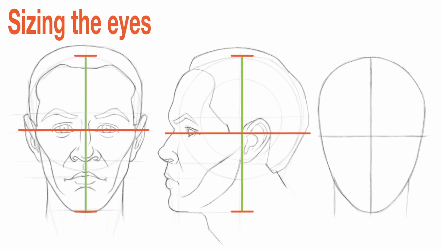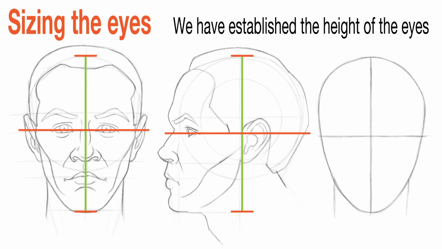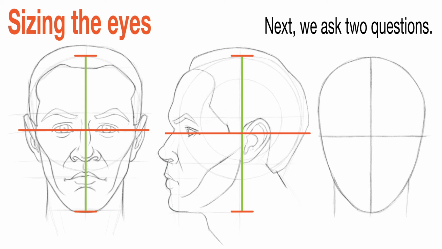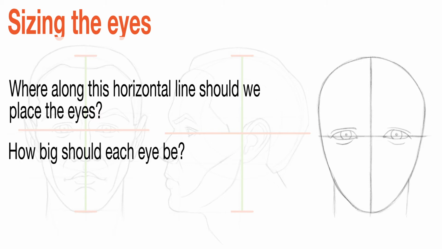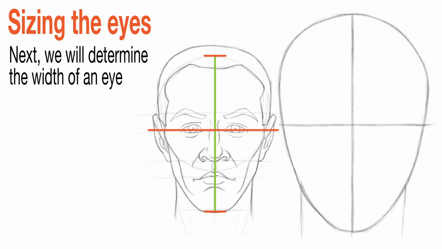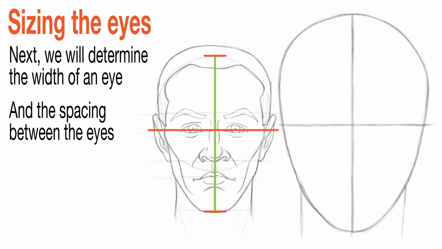Now that we know where along this vertical axis to place the eyes, or how high up on the head we need to place those eyes, and we've drawn a line indicating where to place them, we can ask ourselves two questions. Where along this horizontal line should we place each individual eye, and how big should each eye be? To put it another way, we need to determine how wide each eye needs to be and how far apart from each other we need to place them.